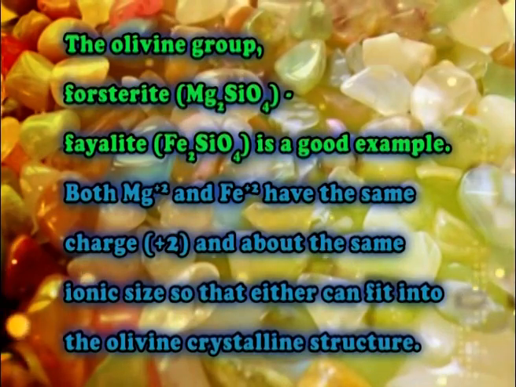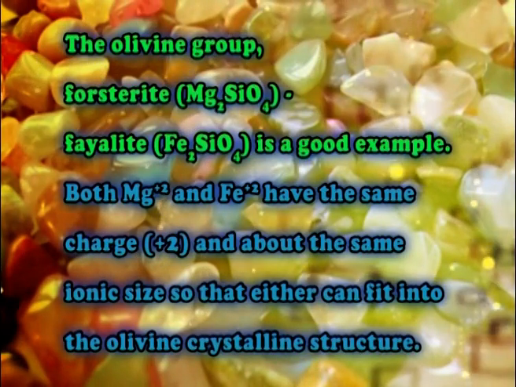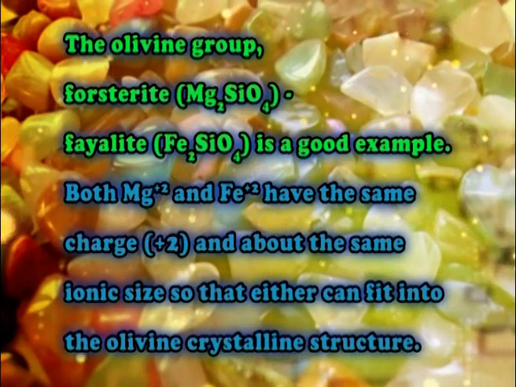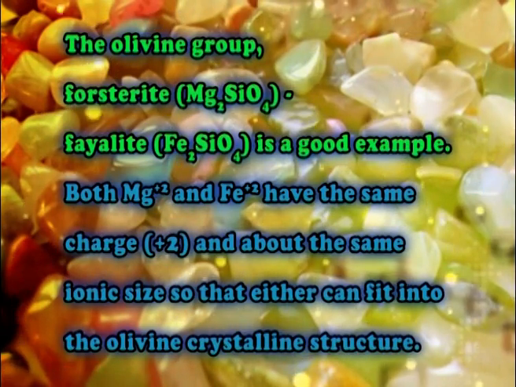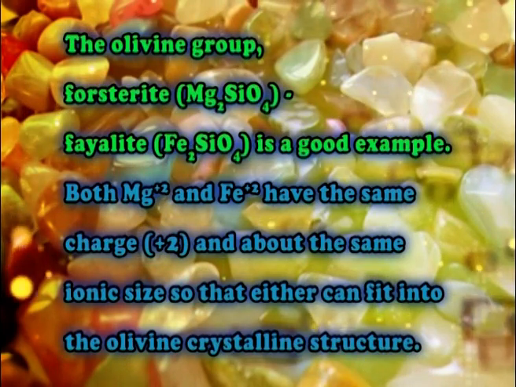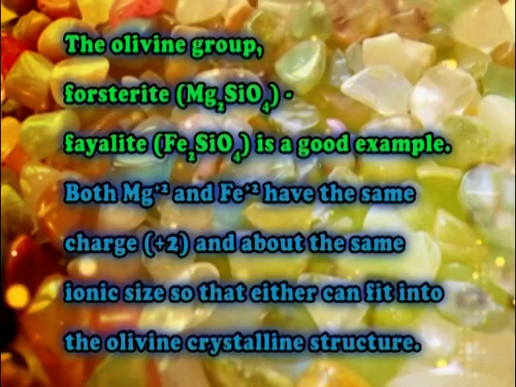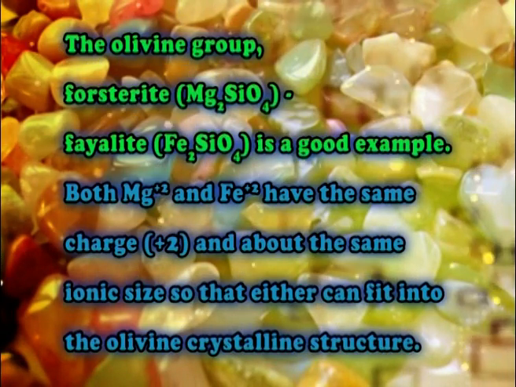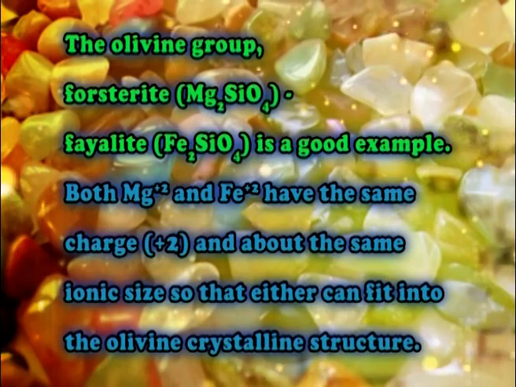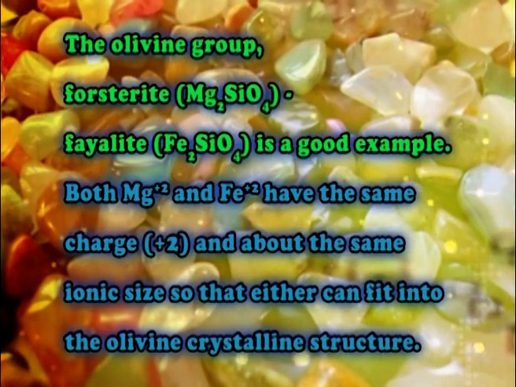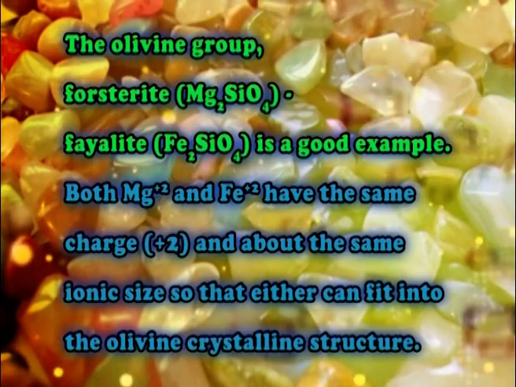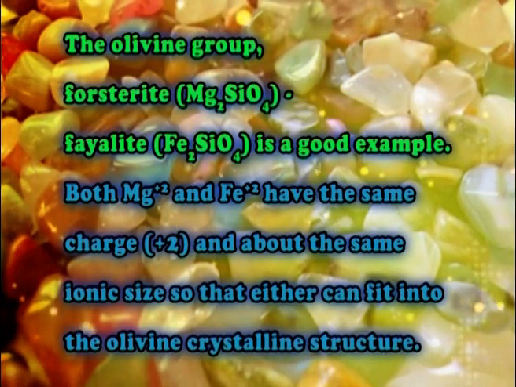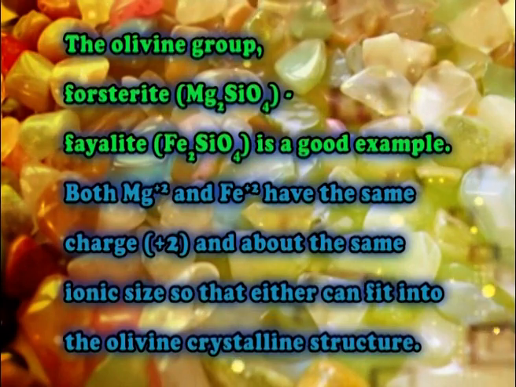There are several minerals which display solid solution, that is, solids which act like solutions during crystallization and melting. The olivine group, which contains forsterite, whose composition is Mg2SiO4, and ranges to fayalite, whose composition is Fe2SiO4, is a good example of solid solution. Both Mg+2 and Fe+2 have the same charge, that is +2, and about the same ionic size, so that either can fit into the olivine crystalline structure.